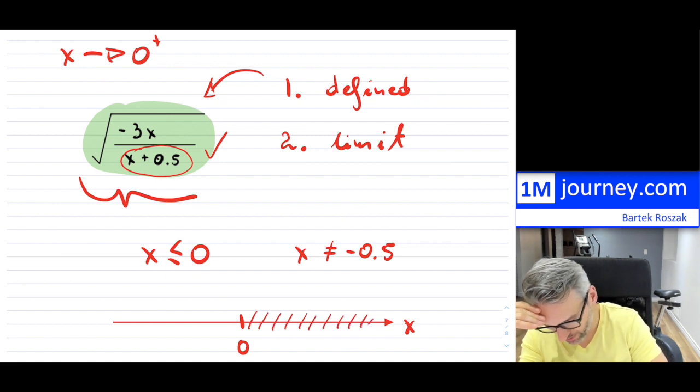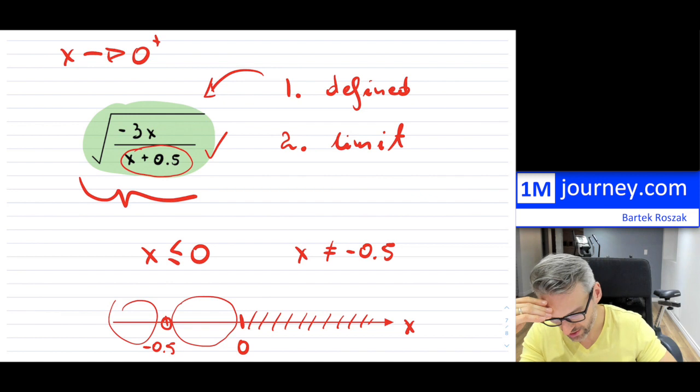And now we have a problem here at negative 0.5 as well, right? So it's definitely not equal to that. And now what about to the left of it? Okay, so what happens here and then what happens here? Is it defined in these two regions?